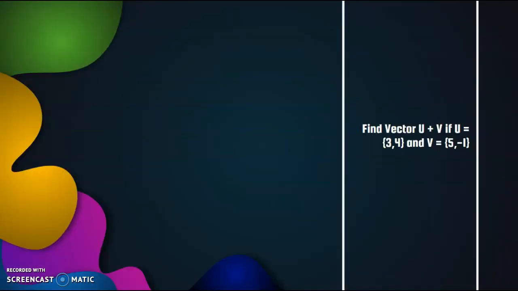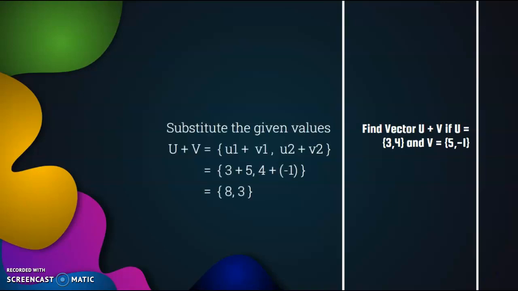An example question. Find vector u plus v if u is (3, 4) and v is (5, -1). The first way to solve this is to substitute the given values and then use this formula where you add the first x values, u1 plus v1, and the second y values, u2 plus v2, where you get (8, 3).